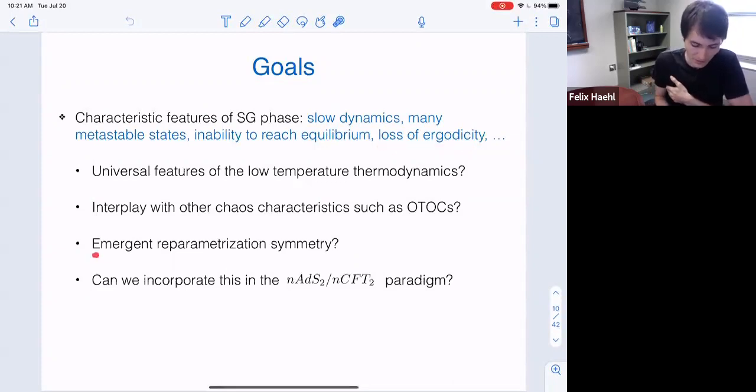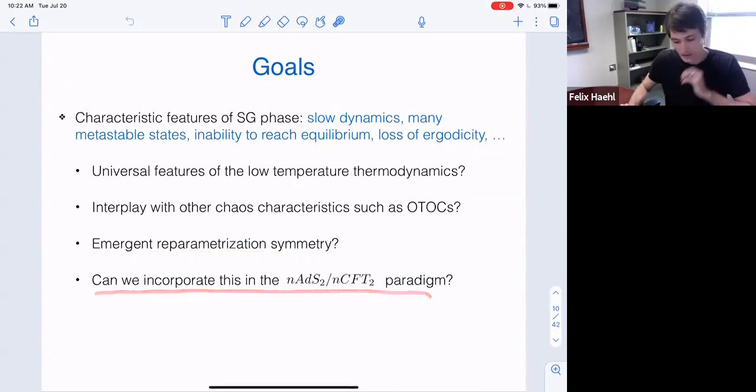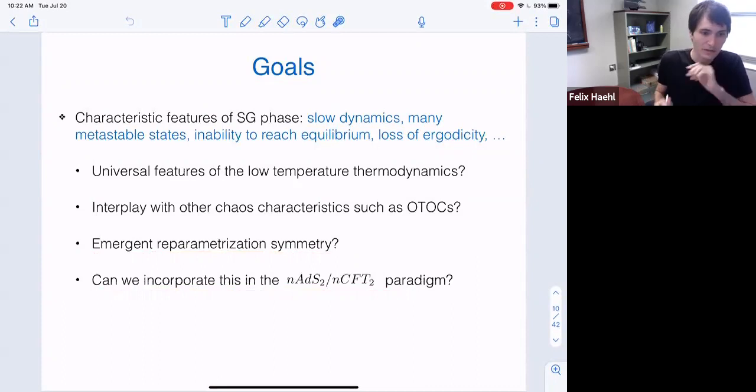And of course, we're going to be interested in conformal symmetry, whether there's a notion of that emerges, similar to the SYK case. And then eventually, the question we would like to answer is, how do we think of all these features in the context of this AdS2/CFT1 paradigm where the symmetries are slightly broken?